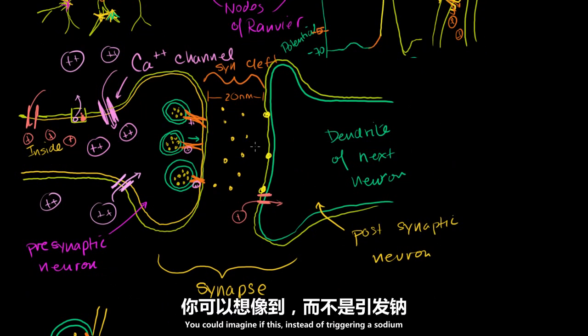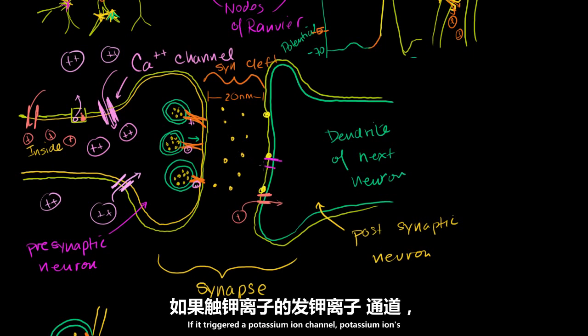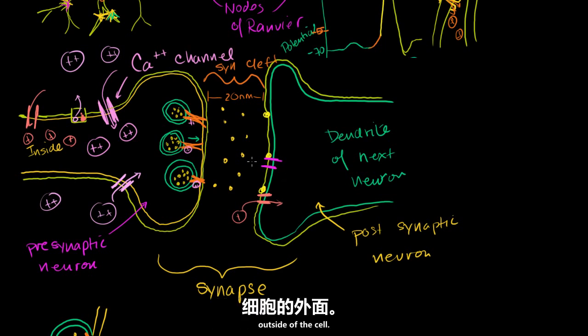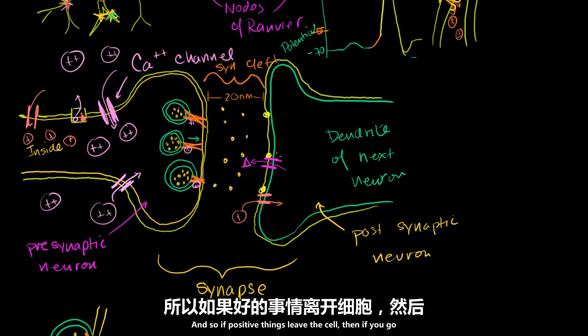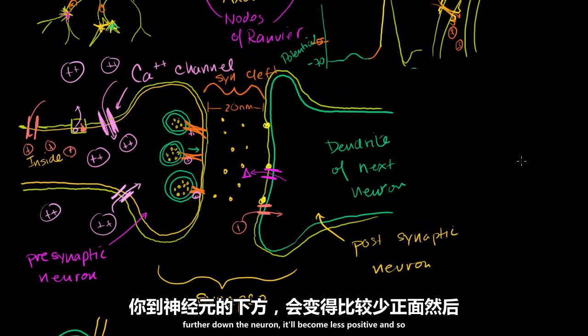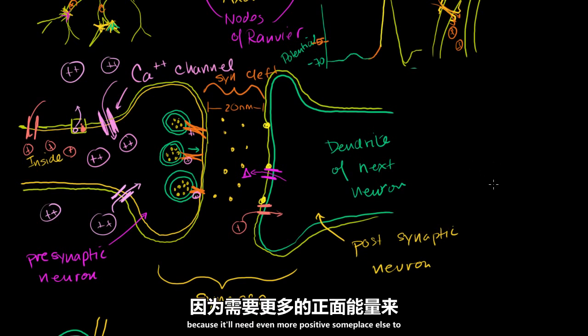And it actually could be inhibitory. You can imagine if, instead of triggering a sodium ion channel, it triggered a potassium ion channel. Potassium's concentration gradient will make it want to go outside of the cell. So positive things are going to leave the cell if it's potassium. Remember, I used triangles for potassium. And so if positive things leave the cell, then if you go further down the neuron, it'll become less positive, and so it'll be even harder for the action potential to start up, because it'll need even more positive someplace else to reach the threshold. I hope I'm not confusing you when I say that.